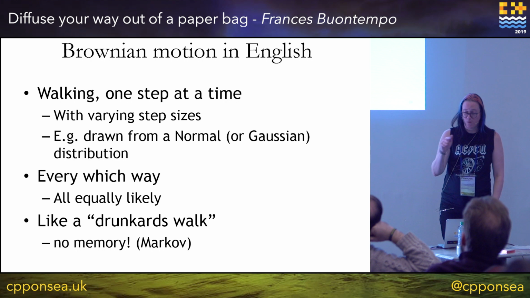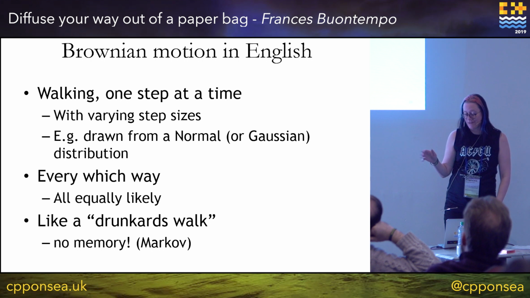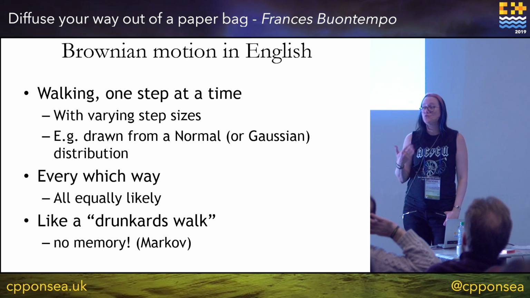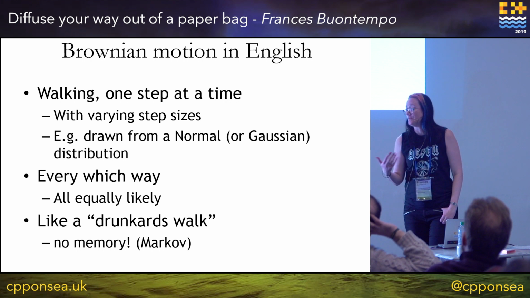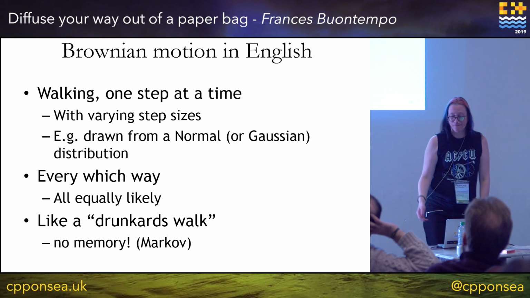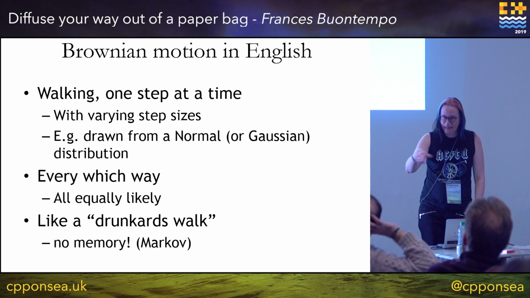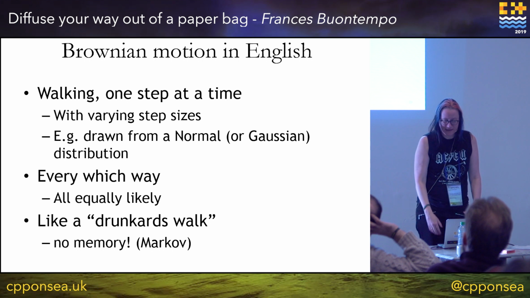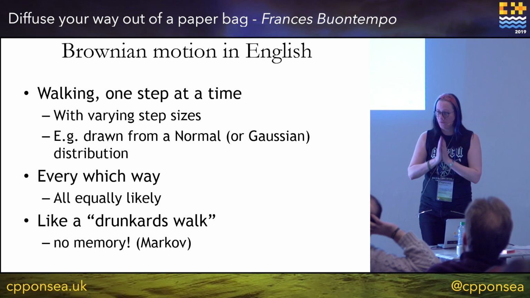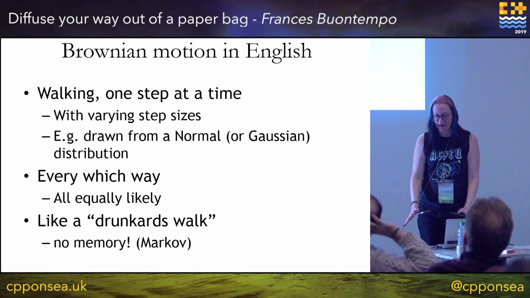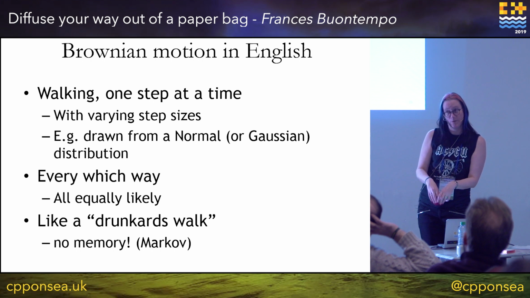So, we're going to walk one step at a time. We're going to vary the step sizes and use normal Gaussian distributions. You could just do it with uniform numbers as well. It'll work. But you probably want them to be smaller. Any direction's equally likely, and Markov. What happens next only depends on where we are at the moment.